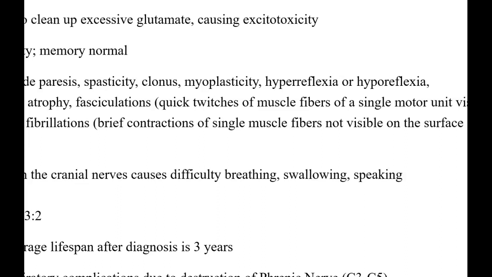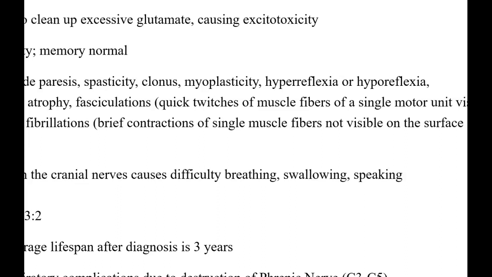They have atrophy. They have fasciculations, those quick twitches of muscle fibers of a single motor unit that are visible under the skin. They may also have fibrillations, which are brief contractions of a single muscle fiber that's not visible on the surface of the skin. So again, they have a variety of symptoms of both upper and lower motor neuron damage. And there's a loss of lower motor neurons in the cranial nerves, and that can cause difficulty with breathing, swallowing, and speaking.